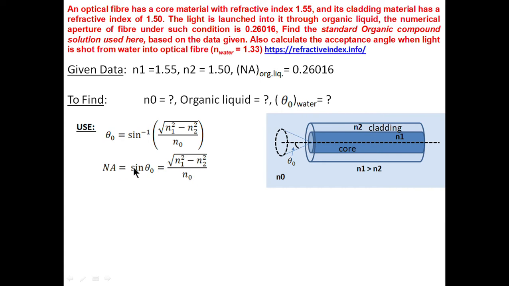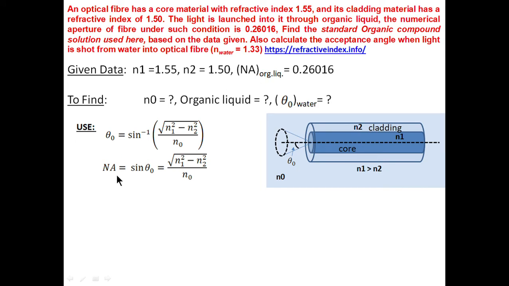So numerical aperture is just sine of theta naught. Just inverse functions, remember. This formula or mathematical relation is quite simple. Theta naught is your acceptance angle. Sine of theta naught will give you your numerical aperture. Numerical aperture is just a number. Now, why did we convert it to numerical aperture? Because the numerical aperture for the organic liquid in this scenario is given already.